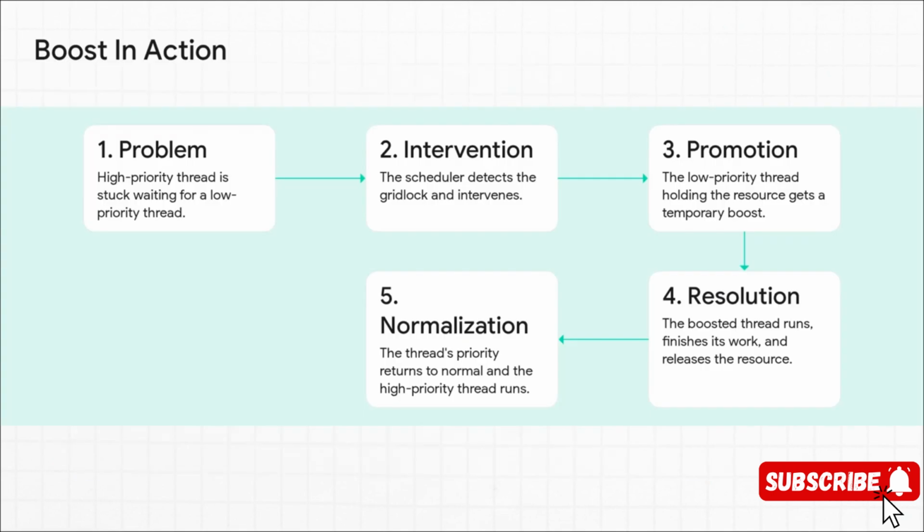To fix this, Windows uses an amazing trick called Auto Boost. When the scheduler sees that high-priority thread stuck waiting on that low-priority one, it steps in and gives the little guy a temporary but massive promotion. This boost shoves it to the front of the line, lets it run immediately, finish what it was doing, and release that file lock. And the second that lock is free, the thread's priority drops right back to normal, and the important high-priority thread can finally do its job. It's an elegant solution to a really nasty problem.